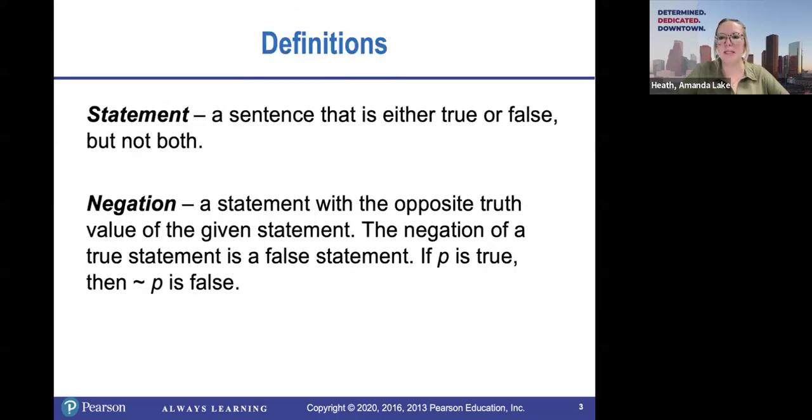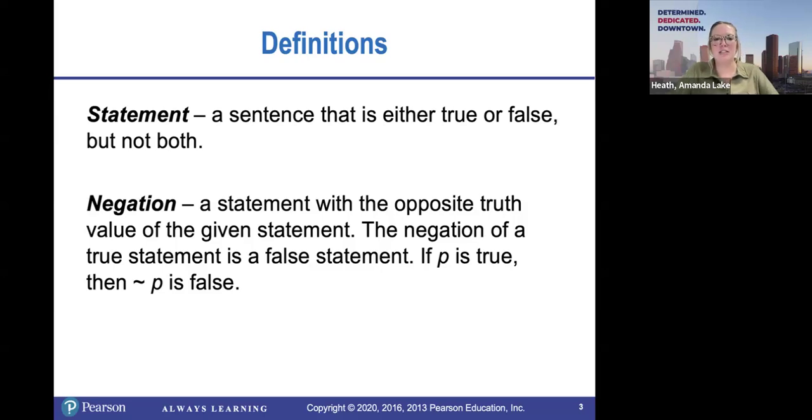All right, so just some baseline definitions. A statement is a sentence that's either true or false, but not both. So things that are not a statement are things like questions, things like paradoxes, like the claim that this sentence is false, which could be a paradox, and so it's neither true nor false. But statements do not have to be true to be logical statements. We could have like the sky is purple. That's a statement, but it's false.